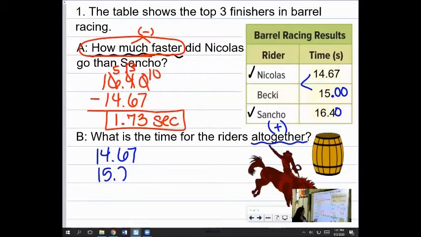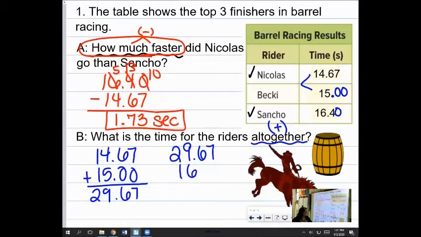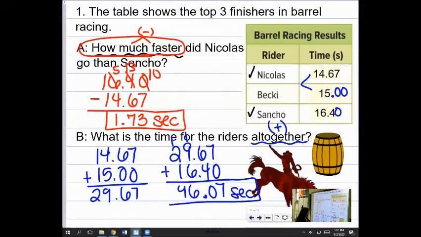So 14 plus 15, so 14 and 67/100. And then I'm going to take this answer that I got and then add Sancho's time by lining up the decimals. I already added an extra 0. And so that's 7, carry the 1, 16, and there we go. And this is what they have all together. So we're still under a minute for all of their times there.